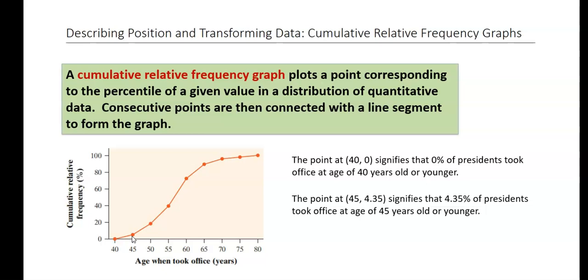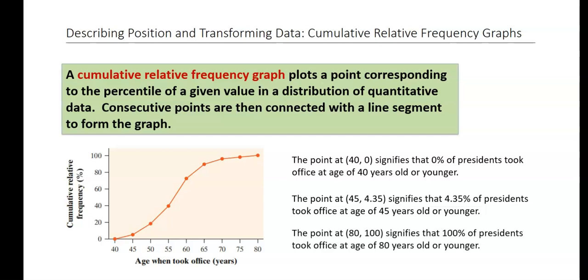If you look at the point at 45, the next point on the graph that's identified, 45 comma 4.35 signifies that 4.35% of presidents took office at the age of 45 years old or younger. There were maybe a couple, I'm not sure exactly how many, but we know the percentage is 4.35% were 45 years old or younger. So again, percentiles mean that age or younger.